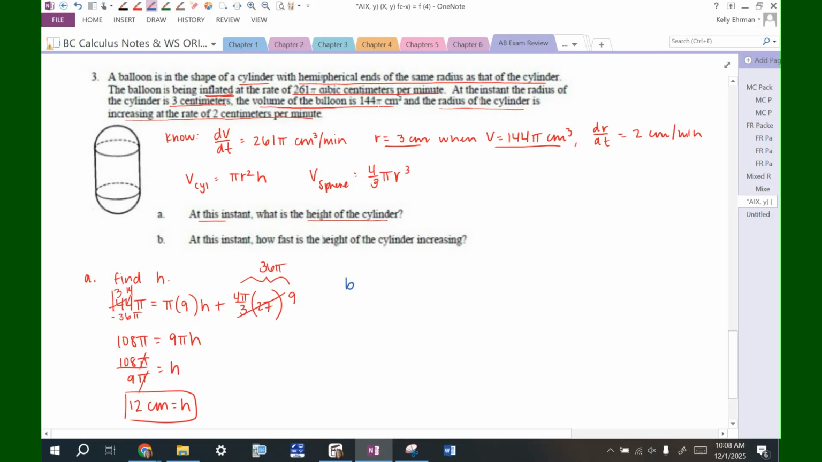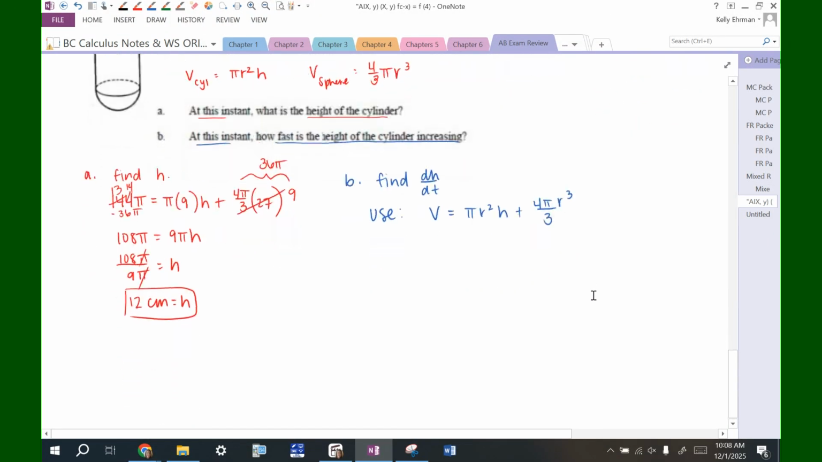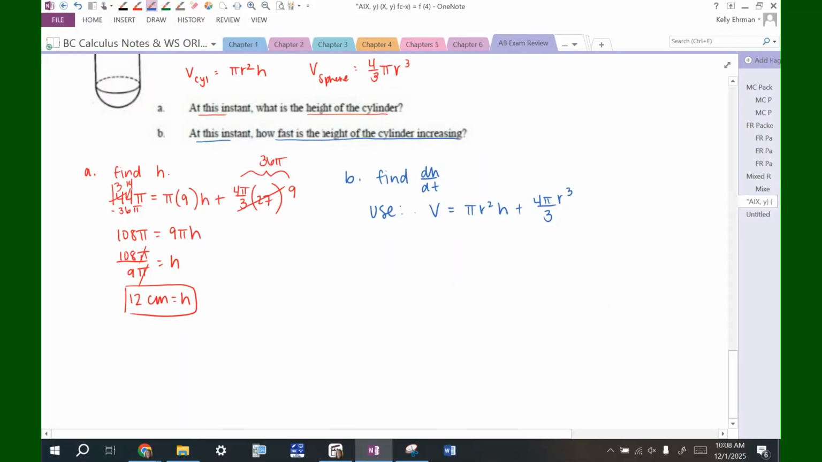Part B, at this instant, how fast is the height increasing? So now it is find dh/dt, and we know all this other stuff. So we're going to use that same volume formula. So volume is pi r squared h plus 4/3 pi r cubed. We have to take d/dt of both sides.